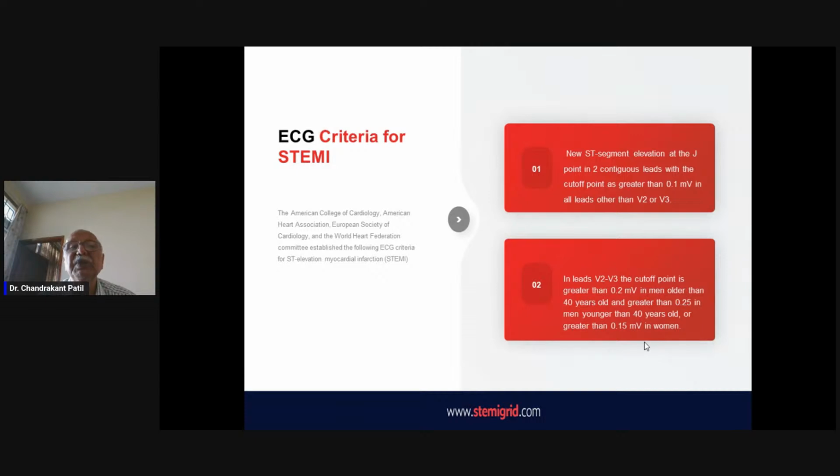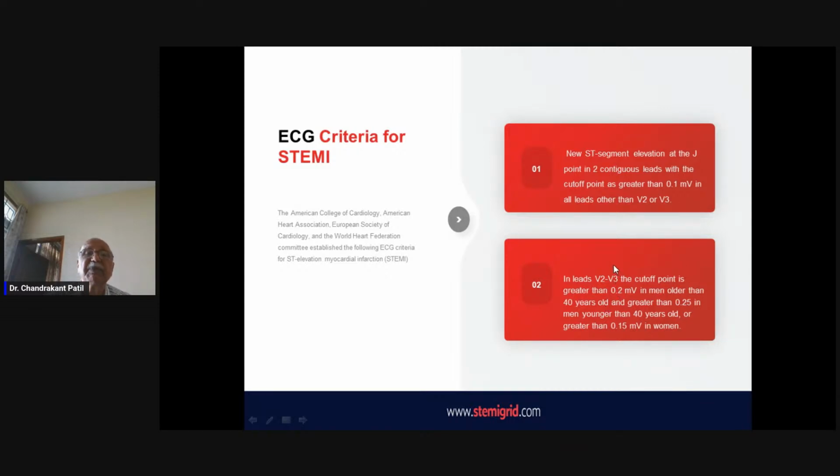So, just to remind you of the ST segment elevation. Usually contiguous leads you expect in an ST elevation MI, except in V2, V3 where you expect more than 2 millimeters in men, 2.5 millimeters in men younger than 40 years old, and 1.5 millimeters in women.